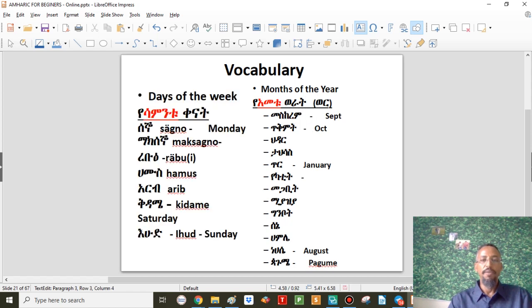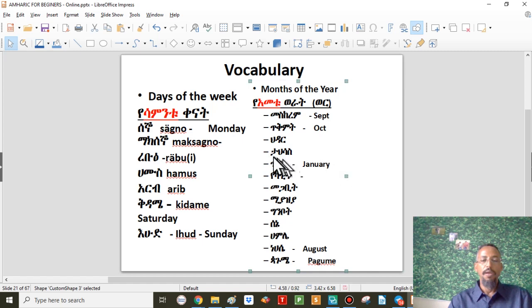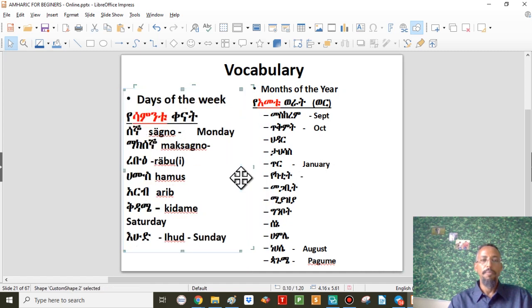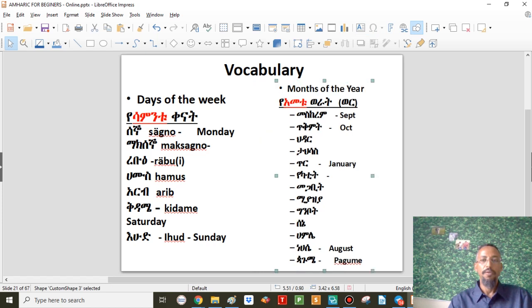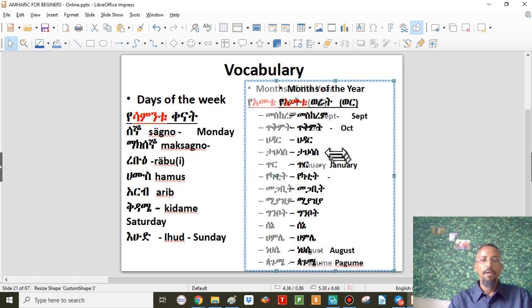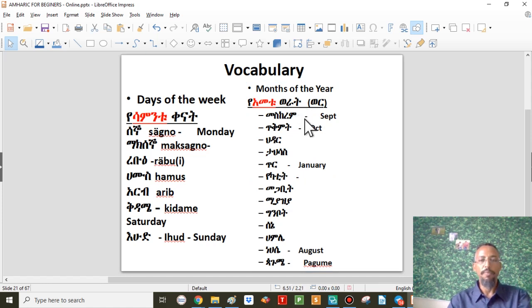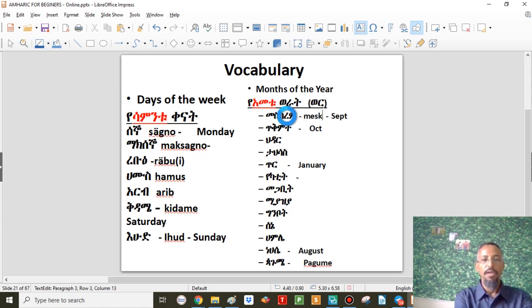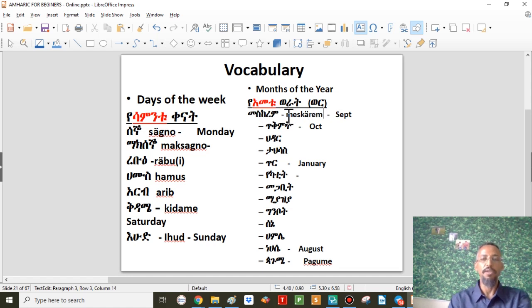Maskaram. Again, I will give you. Let me just make this a little bit wider. Okay, this way I will have space to write the pronunciation. Maskaram will be maskaram, and then it goes on second.